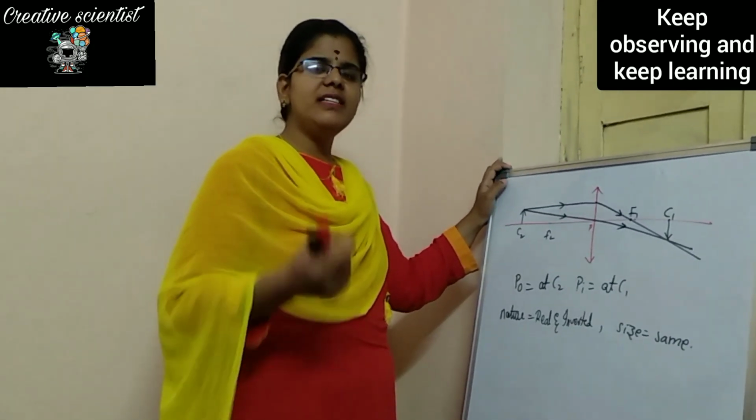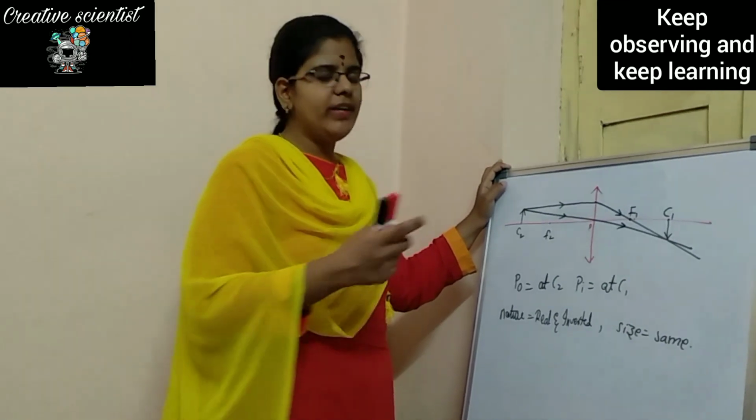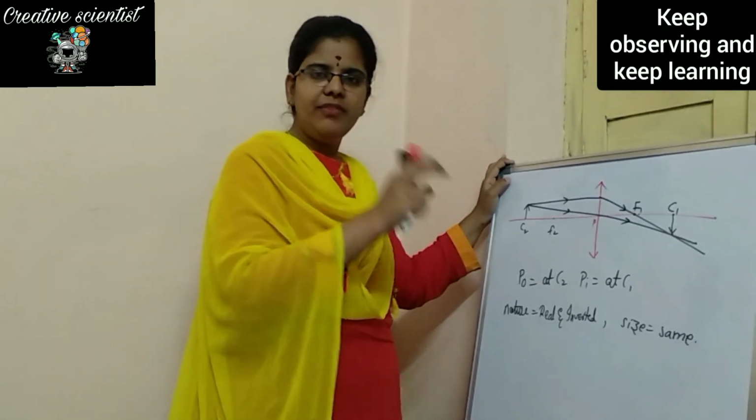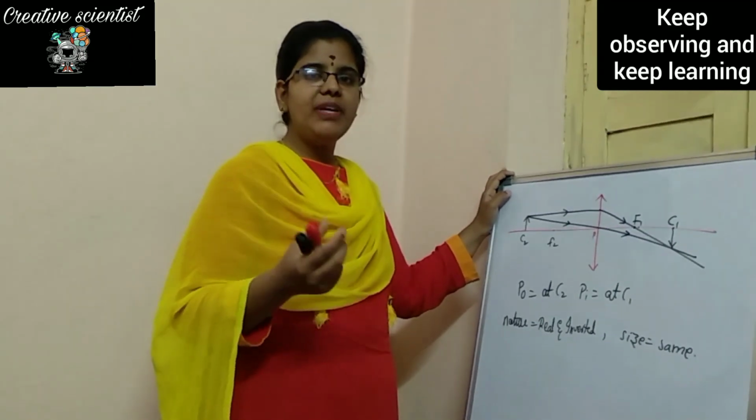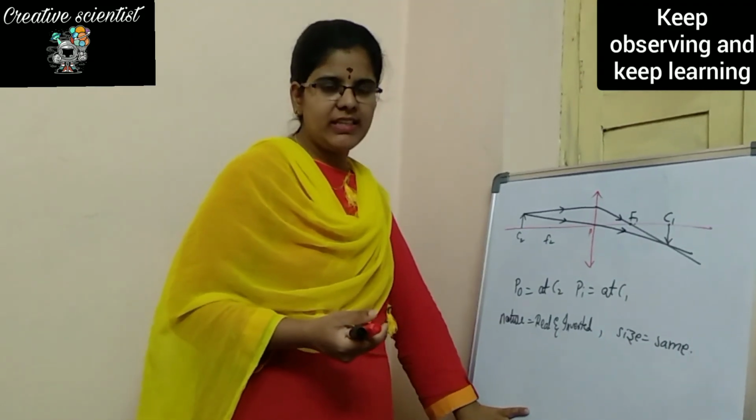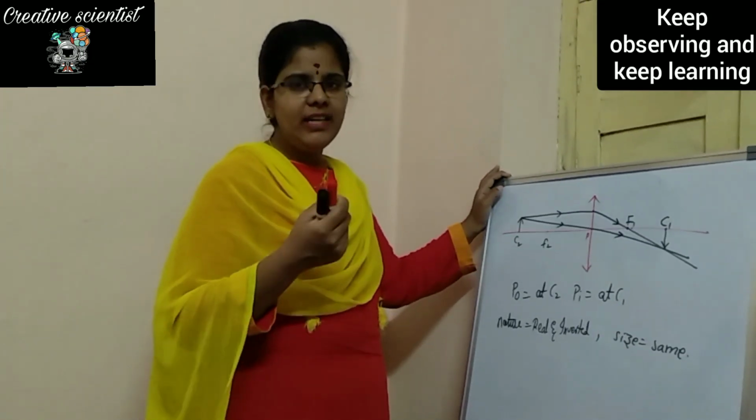So why are we saying it is a real and inverted image? The image was inverted, so we are saying inverted. And why is it a real image? As the image was able to be caught on the screen, we are saying it is a real image.